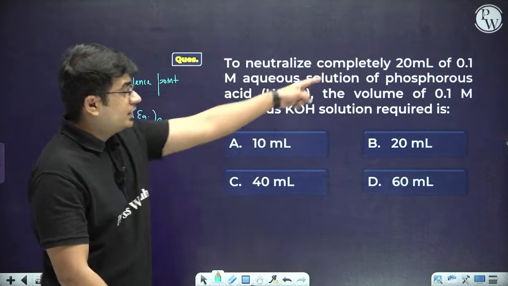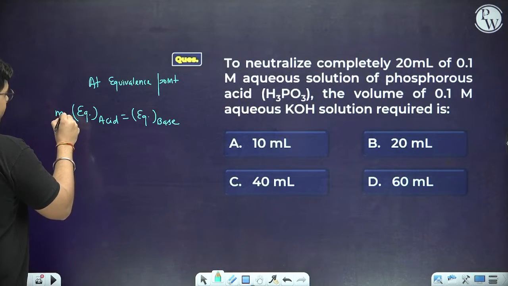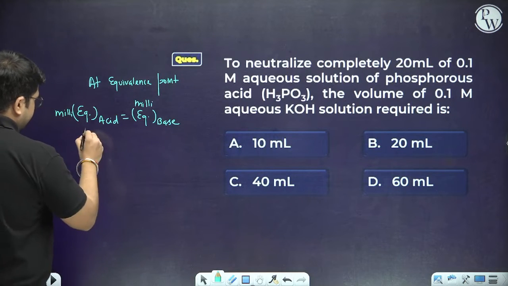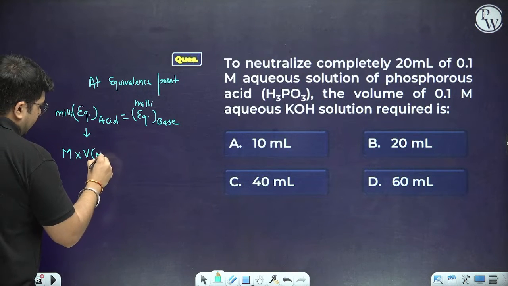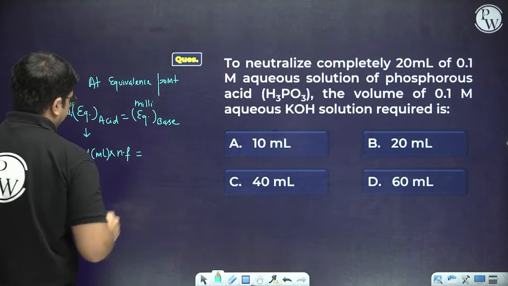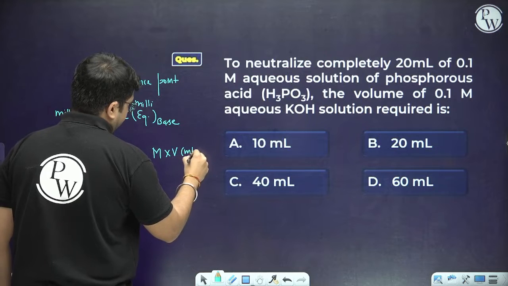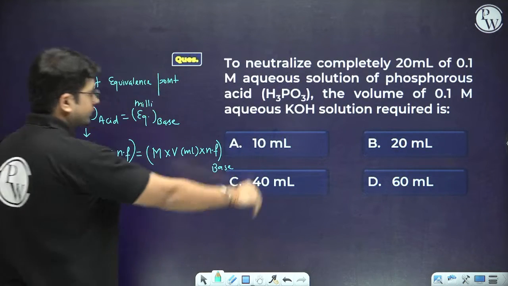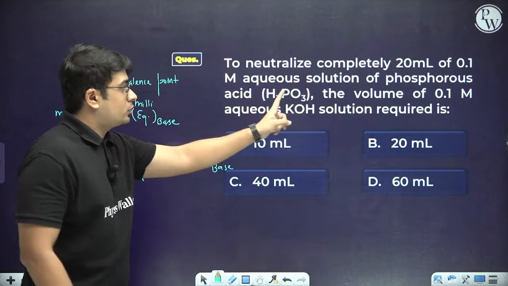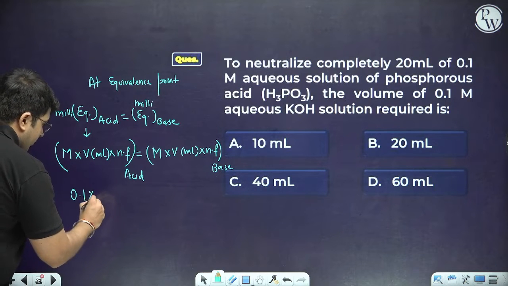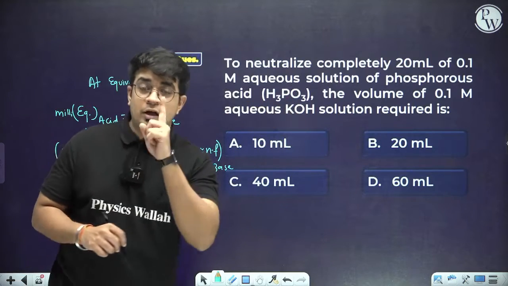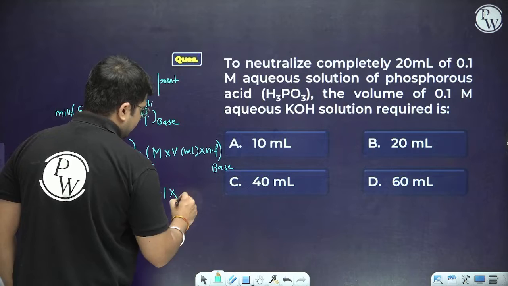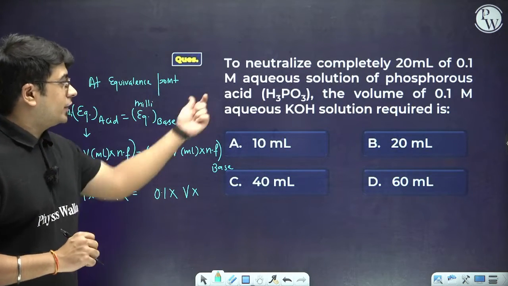Always remember, if the data is given in terms of ml, then you can easily convert into milliequivalents, just like millimoles. In case of acid, that will be equal to molarity into volume in ml multiplied by its n factor. That will be equal to molarity into volume in ml multiplied by n factor on the base side. In the data, we have 20 ml of 0.1 molar aqueous solution of phosphorus acid. So 0.1 multiplied by 20 ml multiplied by the n factor of H3PO3, which we already know is 2, will be equal to 0.1 for KOH multiplied by the unknown volume, multiplied by the n factor of KOH, which is definitely 1.